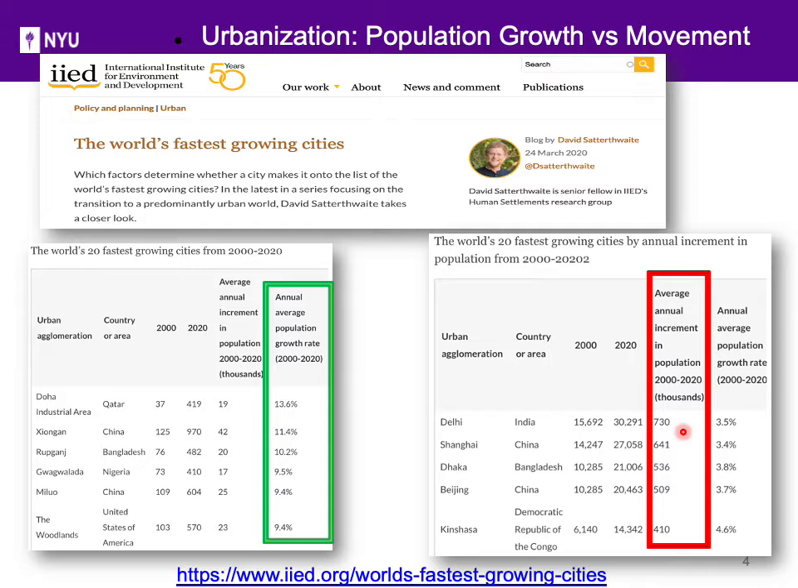But regardless, we can see that cities are still experiencing population growth. And no matter how you define population growth, cities in lower and middle income countries are still experiencing significant population growth. In fact, from this article, India, China, Bangladesh, and the Democratic Republic of Congo experience significant population growth, whether you're counting migration or even population expansion based on birth rate in and of itself.